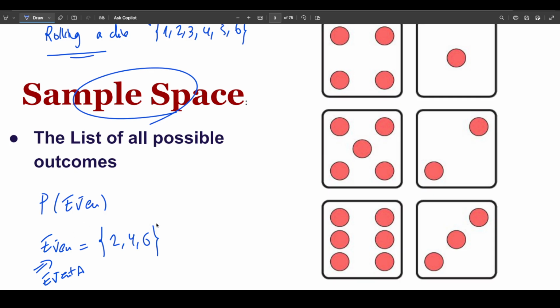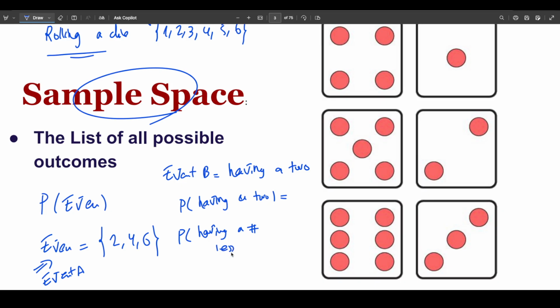We can have different events. The event can be event B: what is the probability of having a 2 as the outcome? Or what is the probability of having a number less than 4? What are the possible cases less than 4? 1, 2, and 3, not 4.